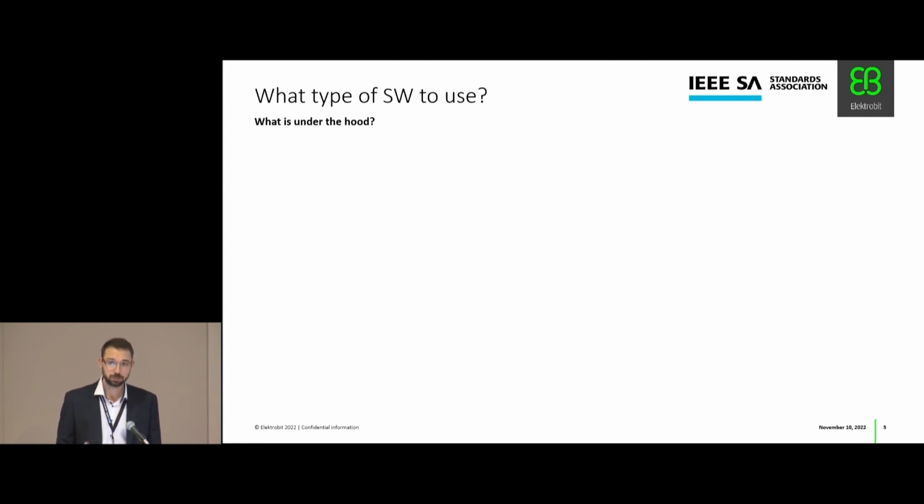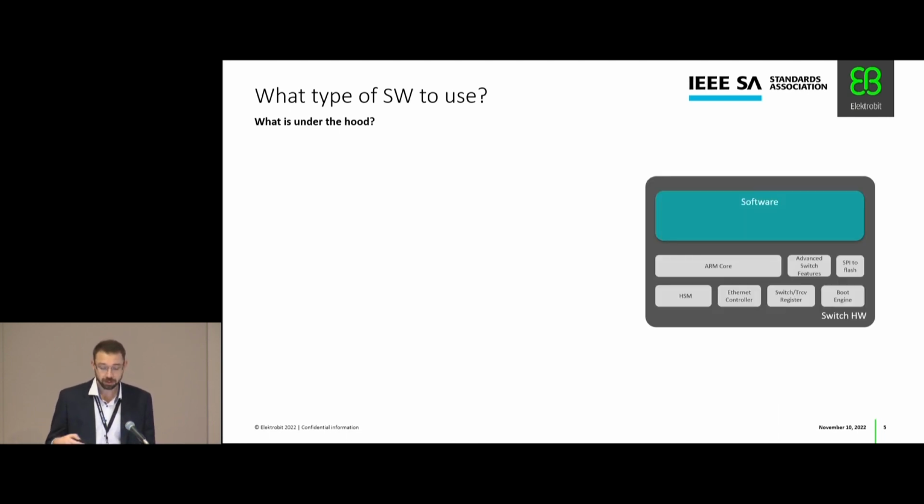Before that, what is available in the switch in terms of hardware? If you look on the right side, there is an ARM core, there is a switch engine inside with the TCAM, maybe with some PCI Express extended functionality. Also, there is some Ethernet controller, registers, boot engine, and so on, and even sometimes HSM cores.